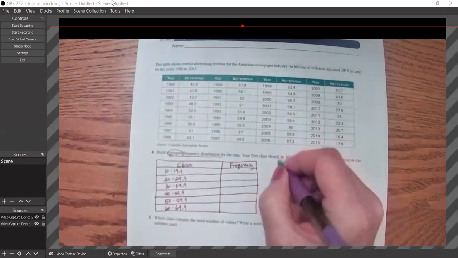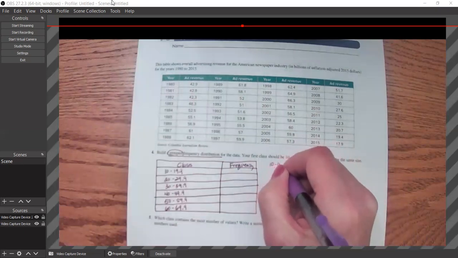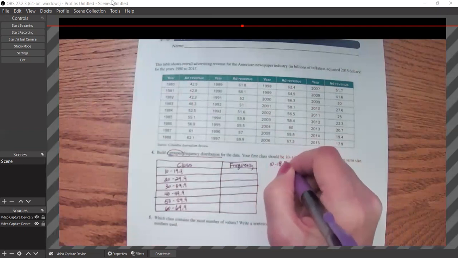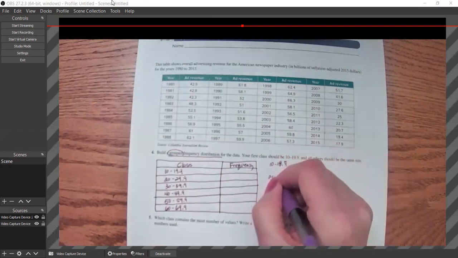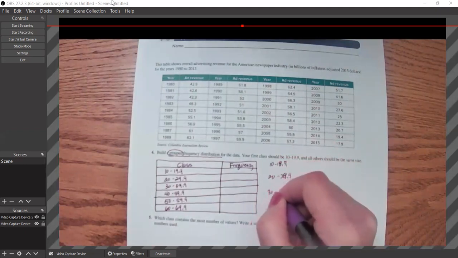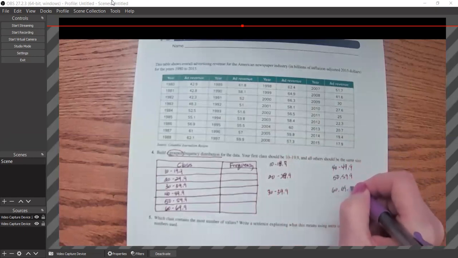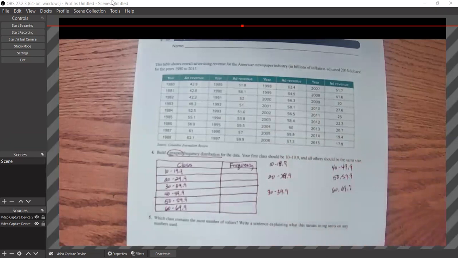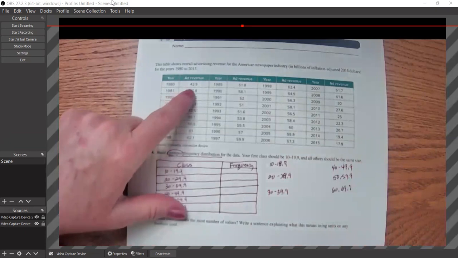So we'll put our classes over here, 10 to 19.9, 20 to 29.9, 30 to 39.9, 40 to 49.9, 50 to 59.9, and 60 to 69.9. And then we're going to, again, put our ticks, every fifth being a slash.